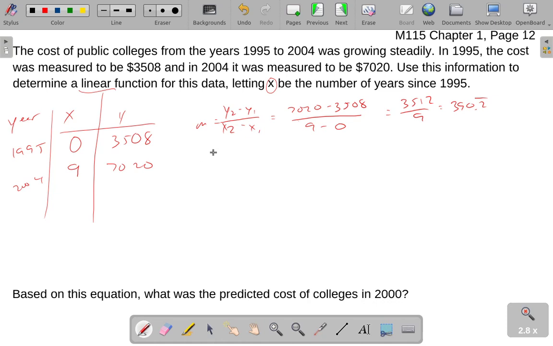All right. Now, I could do the whole y equals mx plus b, plug stuff in, but if you think about it for a second, I already know my y-intercept. It is right here. This is another advantage of stating that x is the number of years since sometime you have data. My y-intercept is 3,508. So in total, my equation is y equals 390.2 repeating times x plus 3,508. So that's my linear cost.